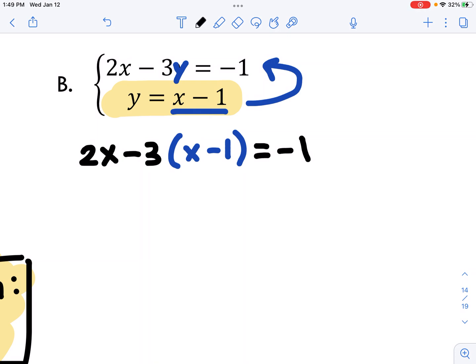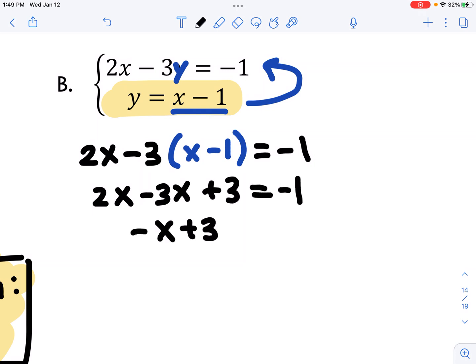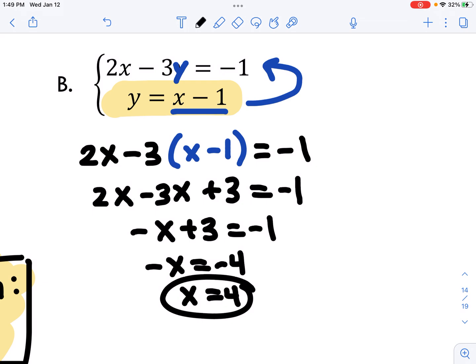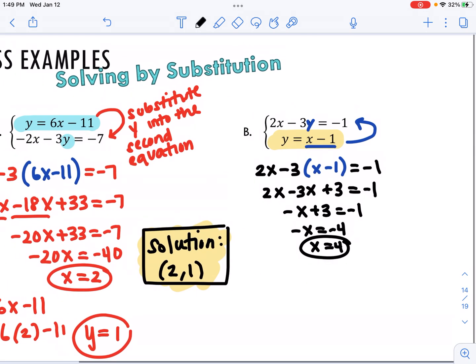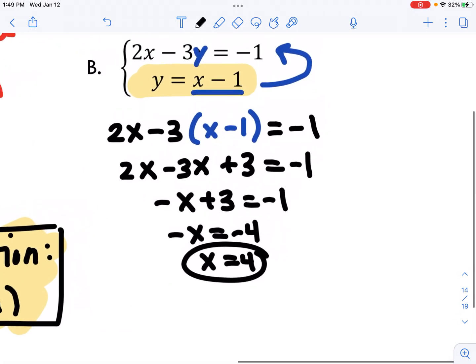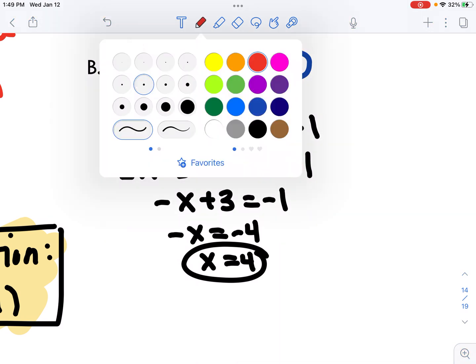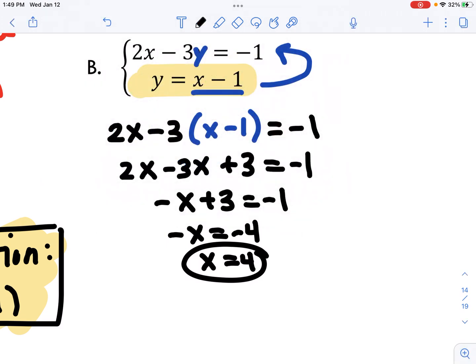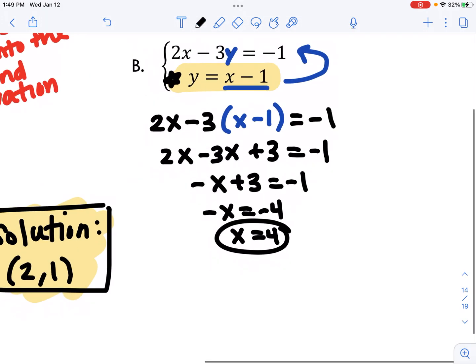From here, we just use what we know about solving equations. We are going to distribute that negative 3. Negative 3x plus 3 is equal to negative 1. We're going to combine like terms. We're going to solve for x. X equals positive 4. All right, once again, once we solve for x, we now need to take x and plug it into either one of those equations. Realistically, I personally think that plugging it into the second equation is a little easier, right?